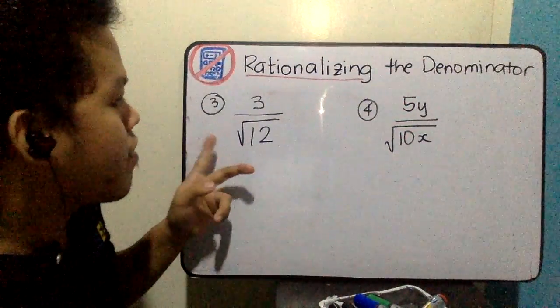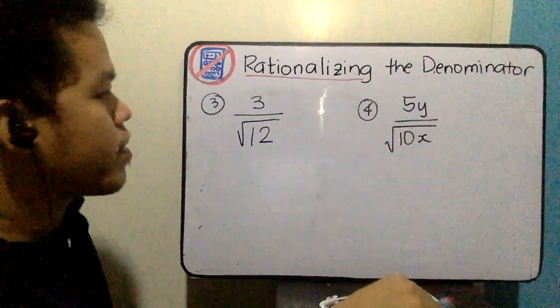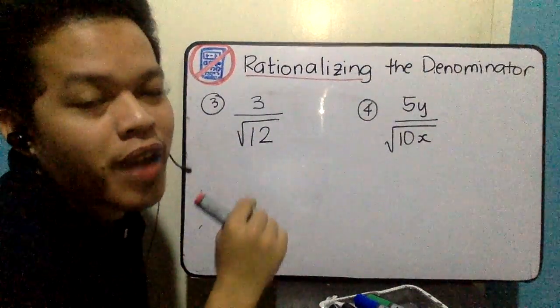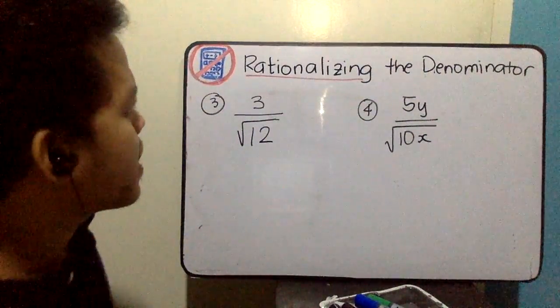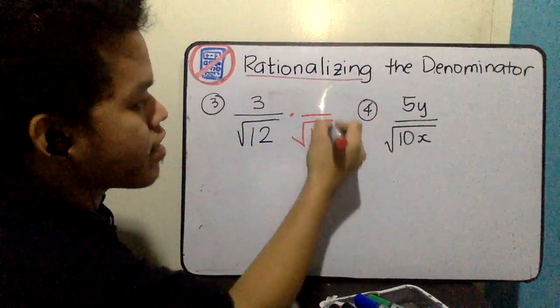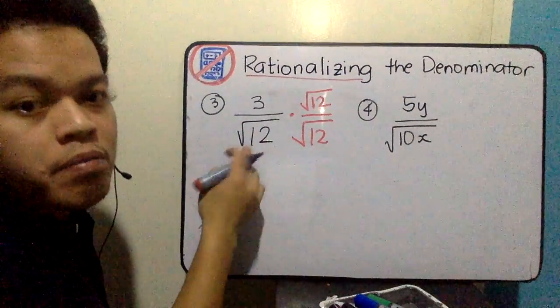And in this case, we have 3 over square root of 12. Okay, in this one, you just have to think what can make the denominator rationalize or can be a perfect square. You can actually multiply this by square root of 12. That's an easy way to do it, by multiplying the denominator by itself.